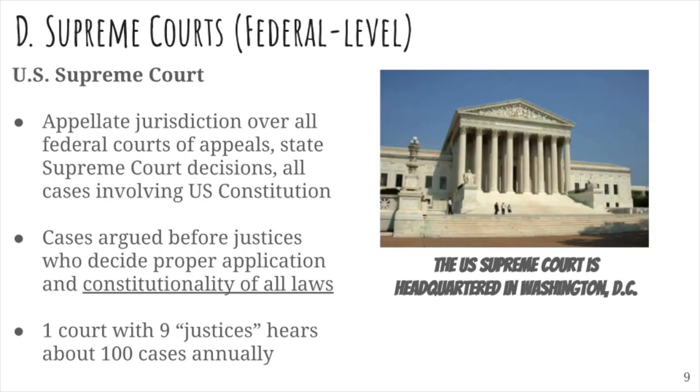And the last court of appeal at the federal level is, of course, the U.S. Supreme Court. They have appellate jurisdiction over all federal courts of appeal and all state Supreme Court decisions. So it is possible actually to appeal a decision from the Missouri State Supreme Court to the U.S. Supreme Court, again, depending on the circumstances. These judges decide the proper application and constitutionality of all laws, at the federal and state level. And there are 1 court, 9 justices, and about 100 cases annually.